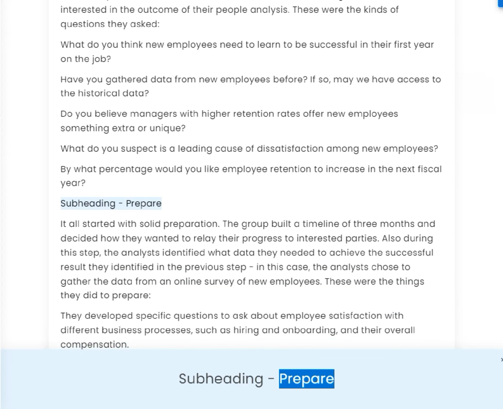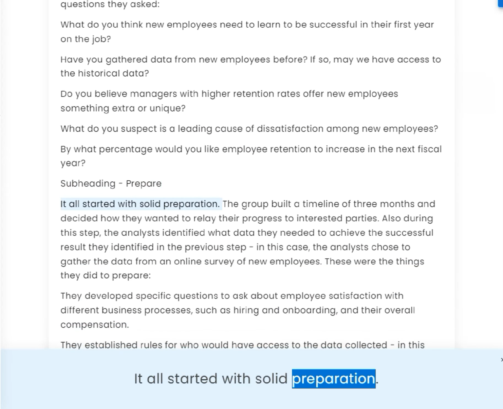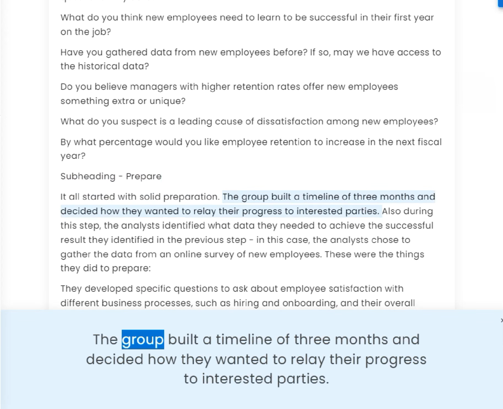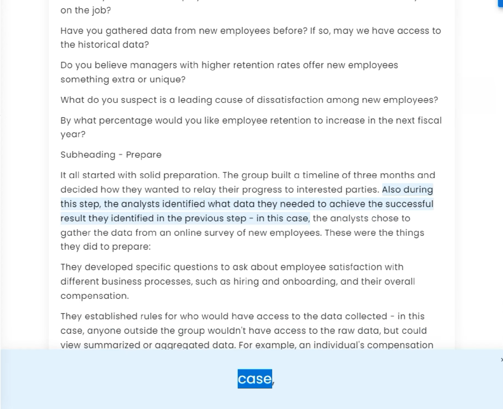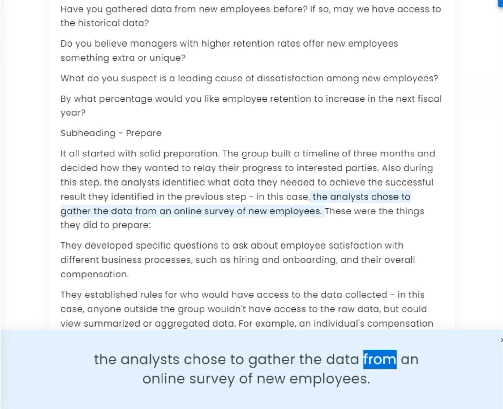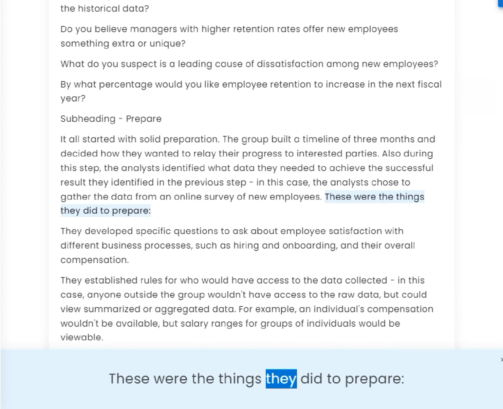Step two, prepare. It all started with solid preparation. The group built a timeline of 3 months and decided how they wanted to relay their progress to interested parties. Also during this step, the analysts identified what data they needed to achieve the successful result they identified in the previous step. In this case, the analysts chose to gather the data from an online survey of new employees. These were the things they did to prepare.